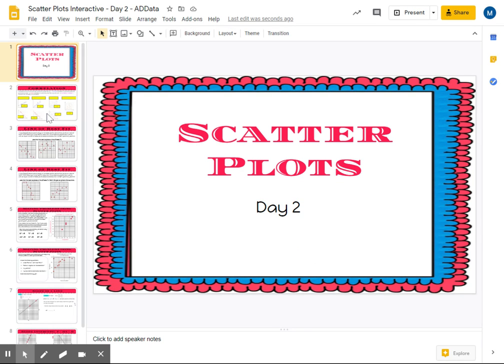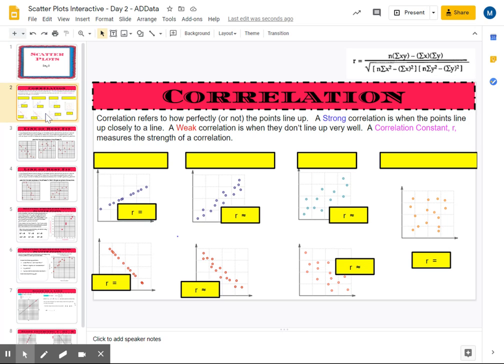All right, so our first topic today deals with correlation. Correlation refers to how perfectly or not the points line up from your scatter plot. A strong correlation is when the points line up very closely. A weak correlation is when they don't line up very well. And the way that this is measured is with a correlation constant, R.